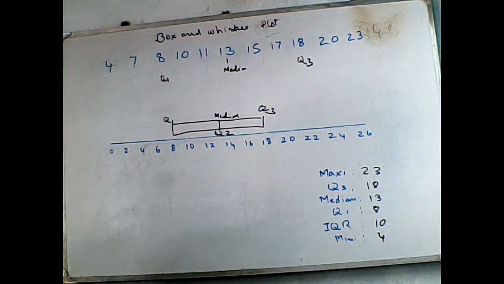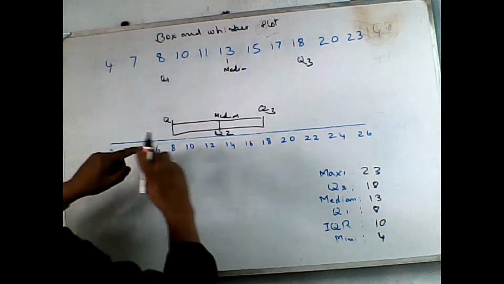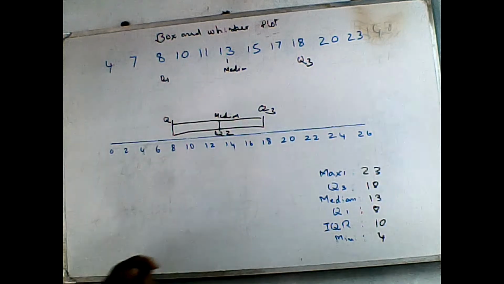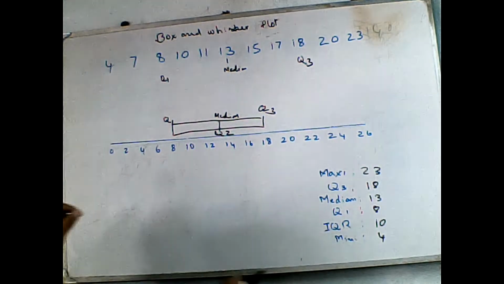And then we can see the whisker. What is the whisker? You see, the whisker is like this. Whisker is like this here, like a cat having some whiskers. You see, same thing.